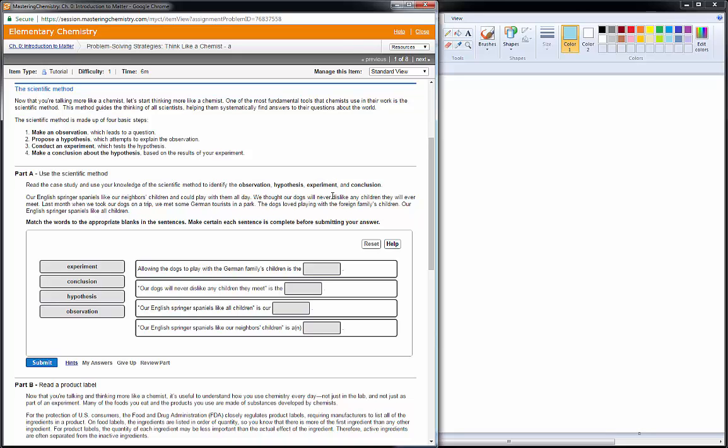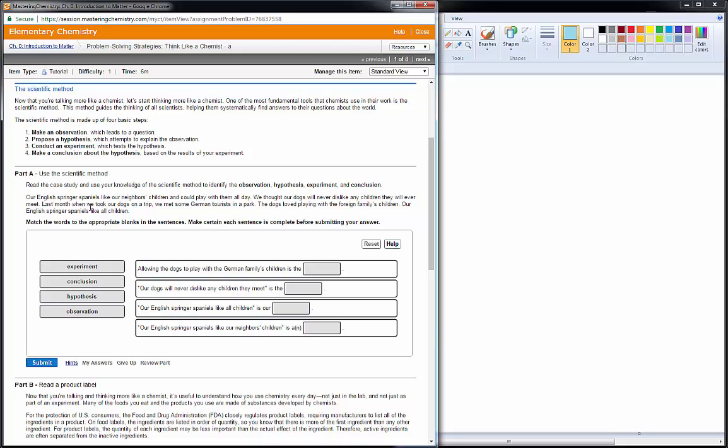We thought that our dogs would never dislike any children they would ever meet. That's a hypothesis, okay, which explains the observation. It says, my dog likes all children. That's why you could play with our neighbor's children all day. The experiment would then be to let your dog play with other children.